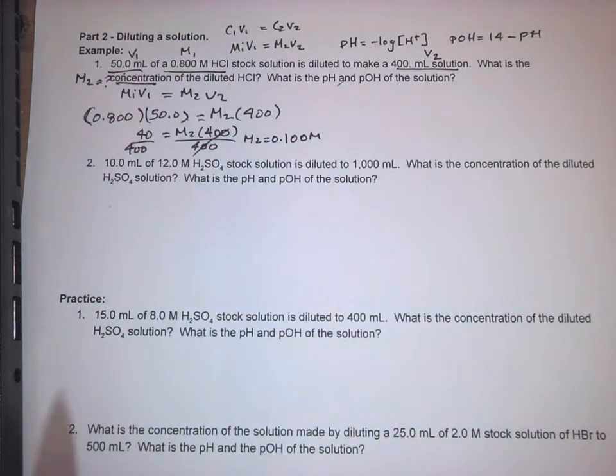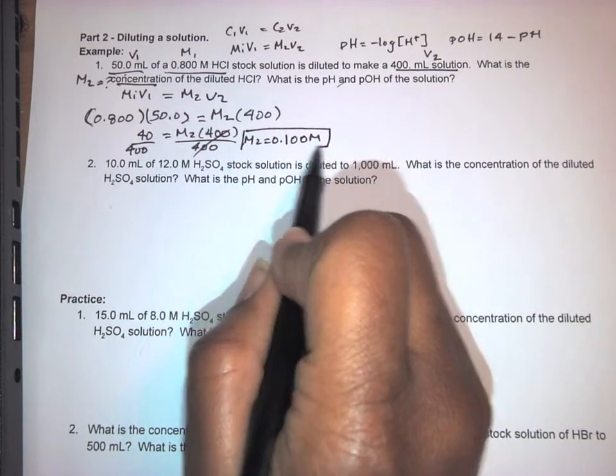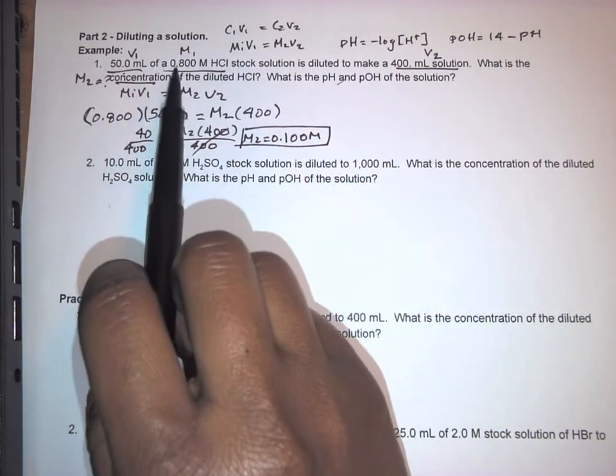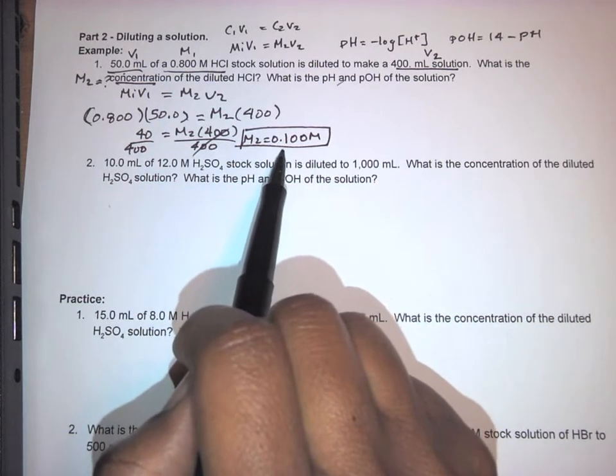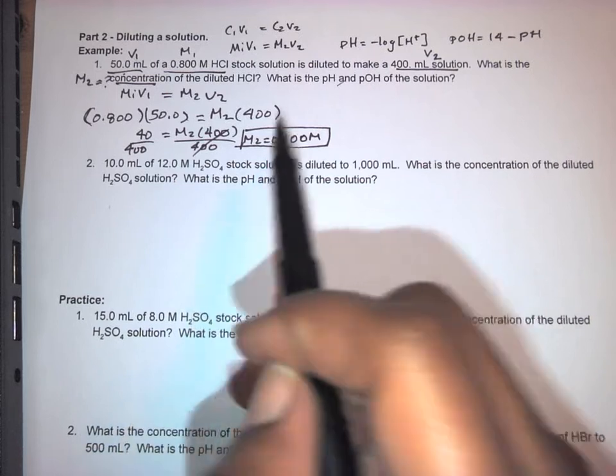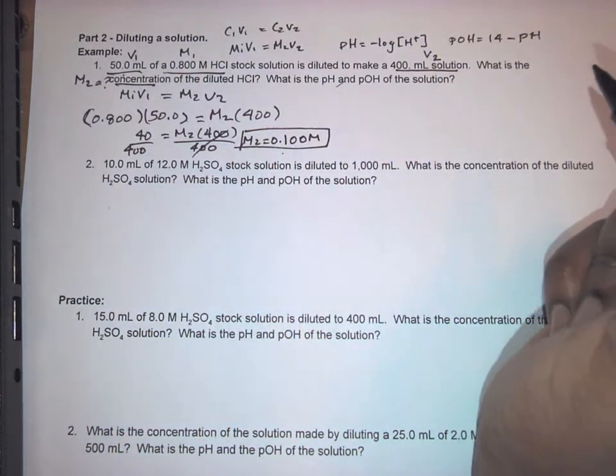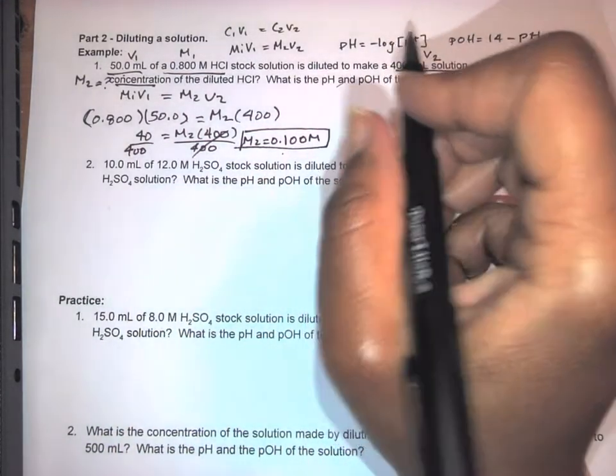All right, so now we have the concentration of our diluted solution. So we started off with a solution that has a 0.8 molar concentration, and we diluted it down so that the concentration becomes 0.1 molar. It's a lower number, so it's less concentrated. Now what we're going to do is we're going to use it to calculate to get the pH.